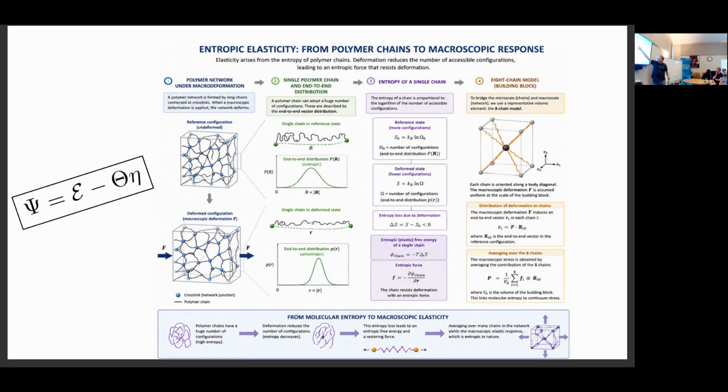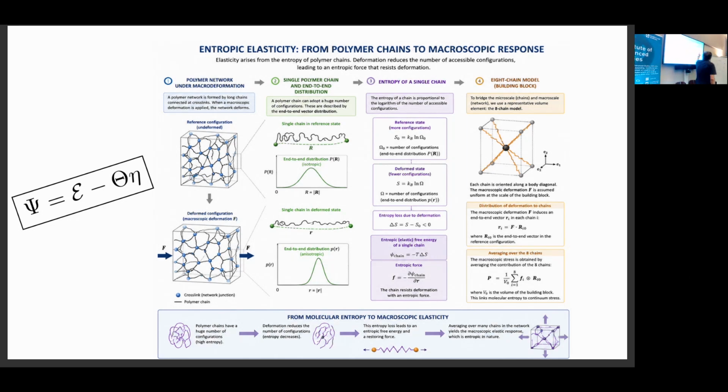And then once I have the chain, I have to do an average over all the chains for the whole network. And how can I do that? I can imagine having some building blocks, for example, like Rubinstein's 8-chain. You have a cube, you have 8 chains, you have a model for each chain, and then you can average, you have a model for the cube, and then you can average to the macroscopic level, since the polymeric network is given by many cubes.